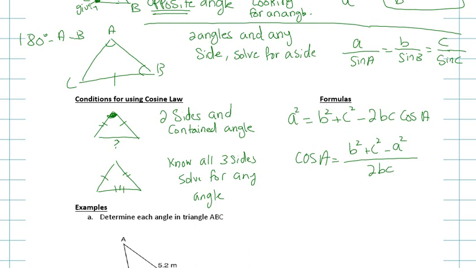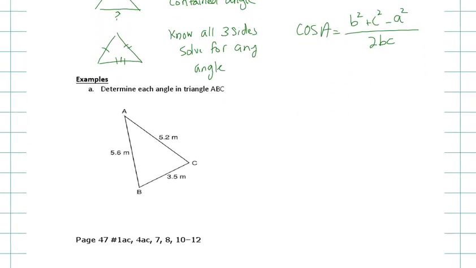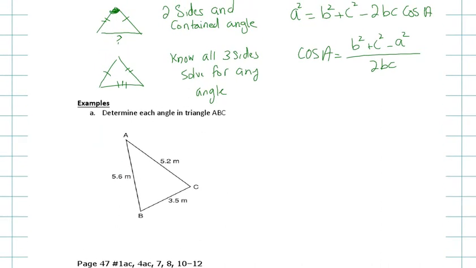Okay, so let's look at the next triangle, the next question. It's asking you to determine each angle in the triangle. So they want you to solve every angle. Where do I start? Doesn't matter, you get to pick. Now the question is, what formula do you use? Cosine, right? So it has to be this version of it, because I know all three sides.